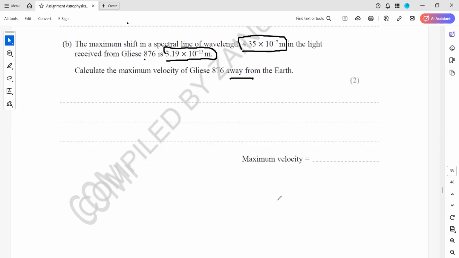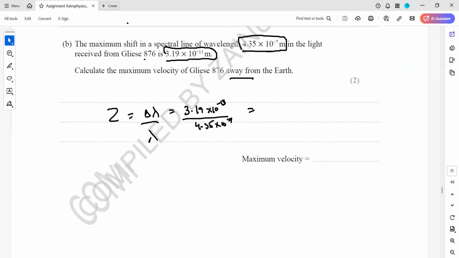So first we determine the Doppler shift. How to determine the Doppler shift? The Doppler shift, Z, is the change in wavelength divided by the original wavelength. In the question, they mentioned the maximum shift in the spectral line, so this is the change in wavelength which we observe. The change in wavelength is 3.19 times 10 to the power minus 13, divided by the original wavelength we expect to receive, 4.35 exponent 7. This will give us the Doppler shift.